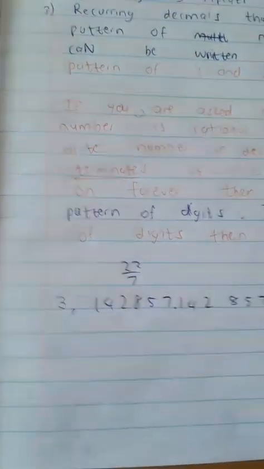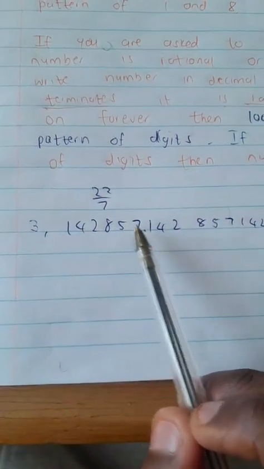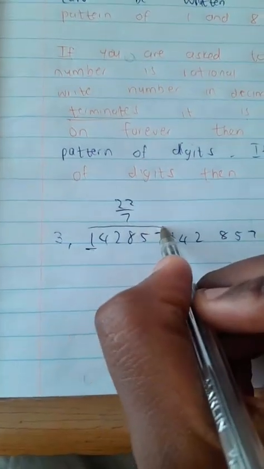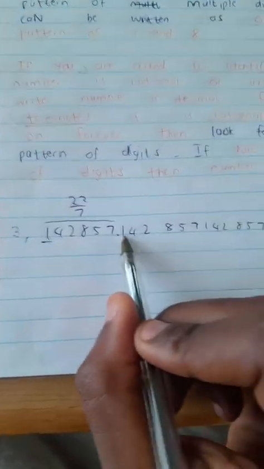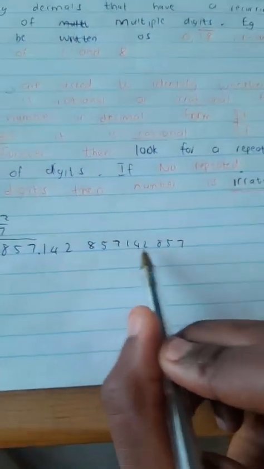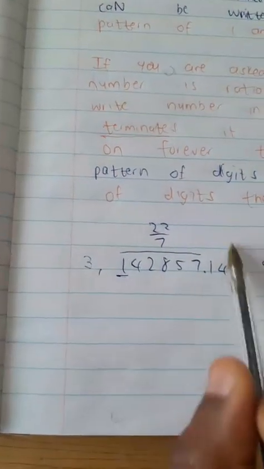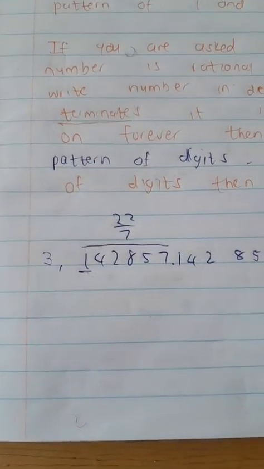142,857. This would basically be the value of 22 over 7 if we were to write it down in the calculator. This 142,857 would repeat. This entire digit block would repeat: 142,857, 142,857, 142,857 for 22 over 7. So this is also an approximation, guys. 22 over 7 is the approximation of pi.